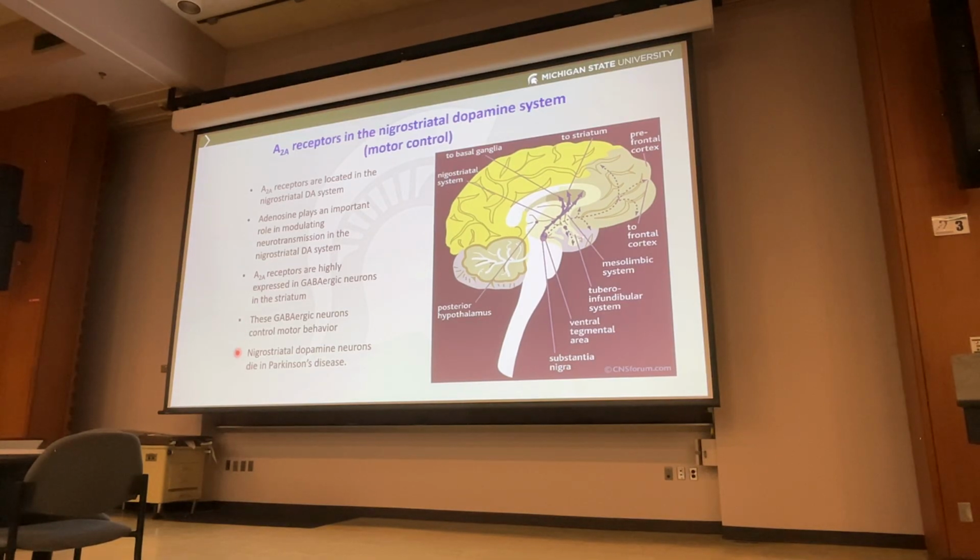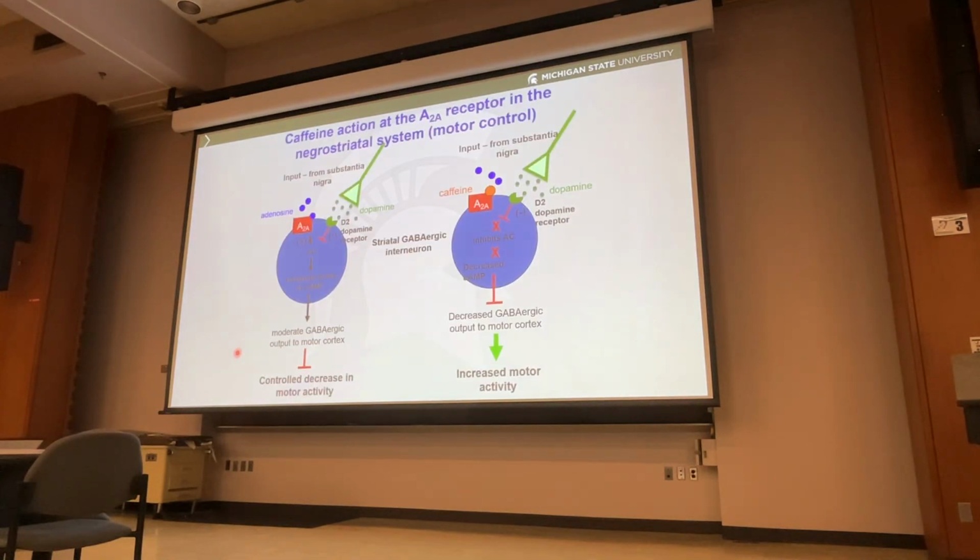As a quick aside, these are the neurons that die off in the development of Parkinson's disease. So we know Parkinson's disease is heavily involved in dopaminergic transmission, but these are the specific neurons in the nigrostriatum that will die off during development of Parkinson's. Okay, so for this instance, same setup as we just looked at.